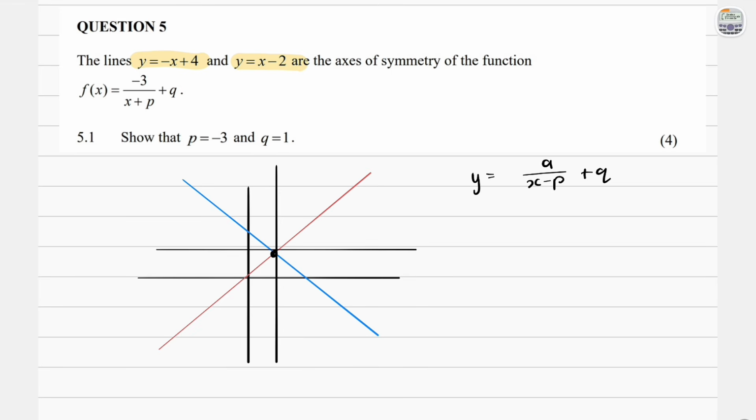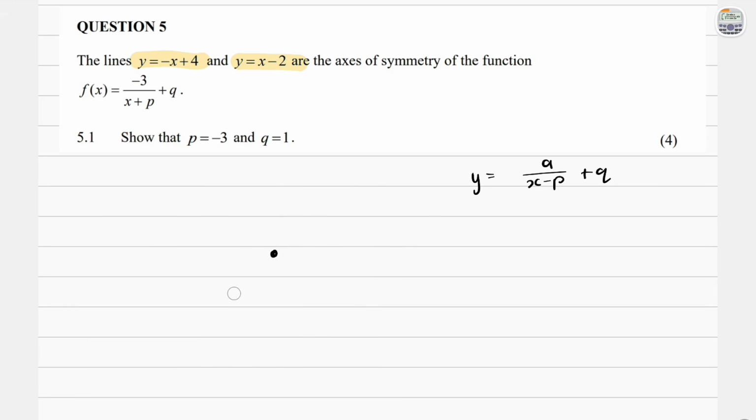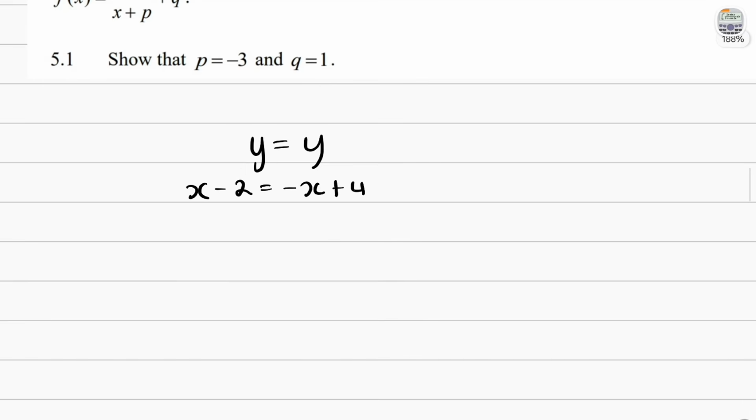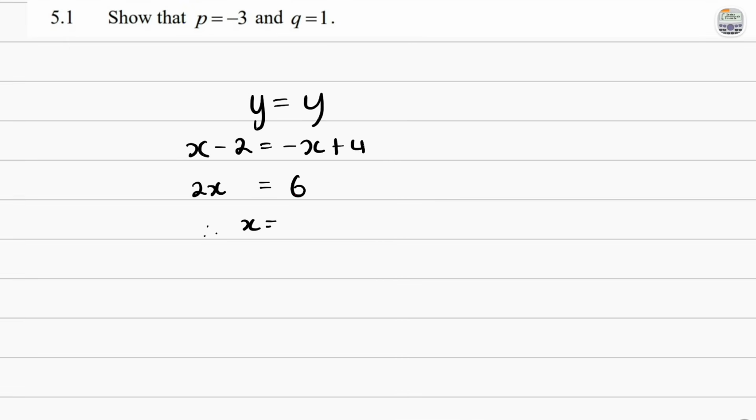So what is the one thing that happens with the axes of symmetry? They intersect. Because they intersect, to find the point of intersection you just equate these equations. We're simply going to say y equals y, and I'm going to start with this one because I want to leave the negative on the right. So x minus 2 is equal to negative x plus 4. Now if we transpose, we have 2x equal to 6. Divide both sides by 2, and x is equal to 3.